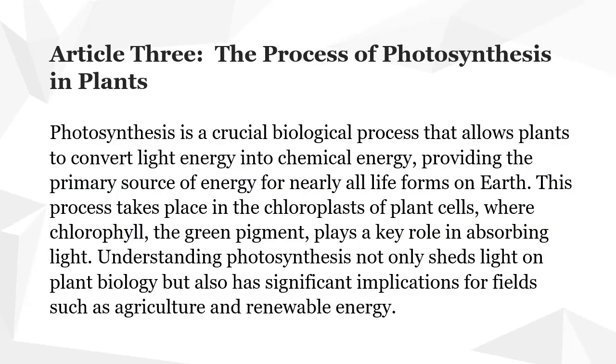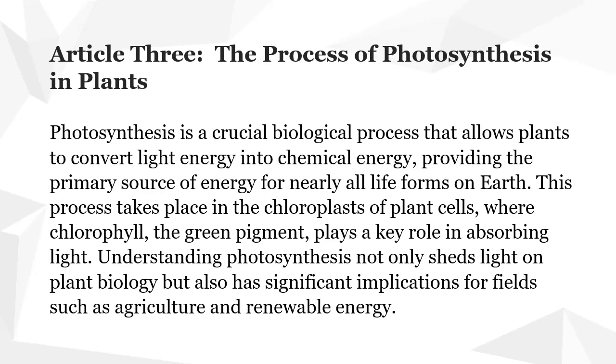Article 3. The process of photosynthesis in plants. Photosynthesis is a crucial biological process that allows plants to convert light energy into chemical energy, providing the primary source of energy for nearly all life forms on Earth. This process takes place in the chloroplasts of plant cells, where chlorophyll, the green pigment, plays a key role in absorbing light.